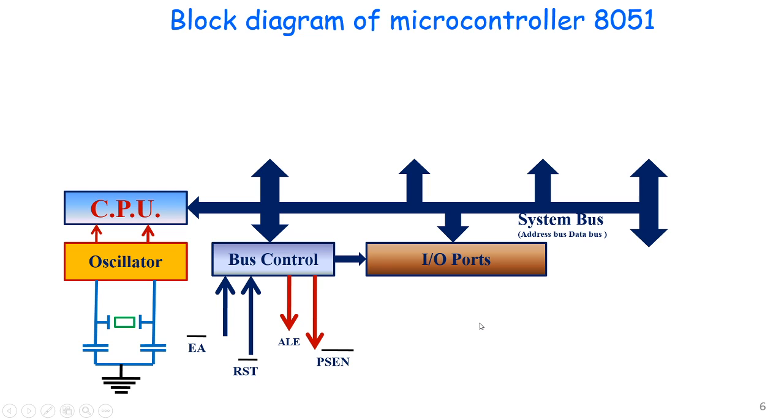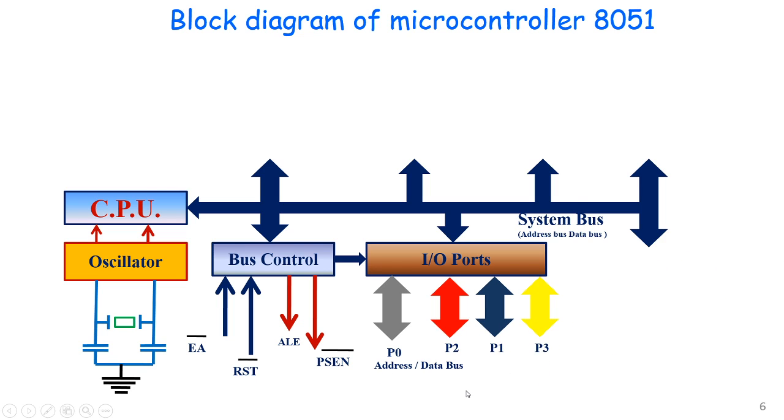As we know, there are 4 ports. Port 0 and port 2 are used for the address bus, A0 to A15, and data bus D0 to D7. So this is the address and data. Port 1 is also an input output port. Port 3 is an input output multifunction port.